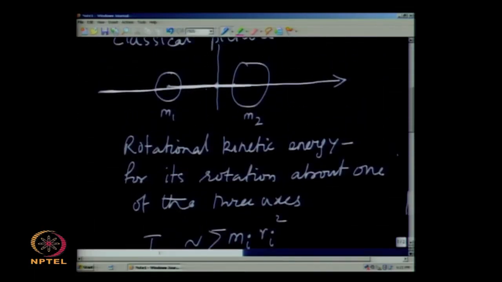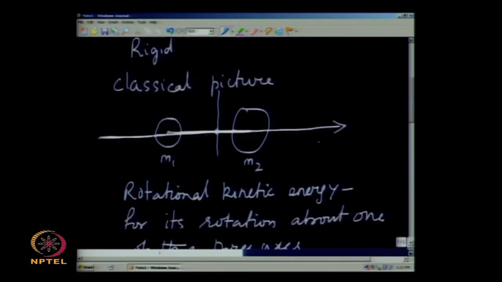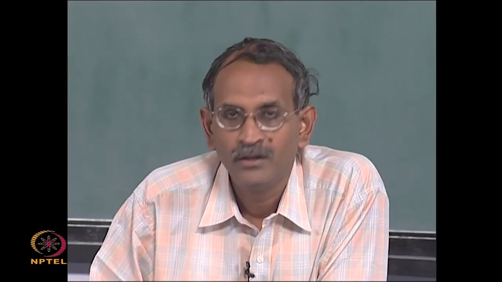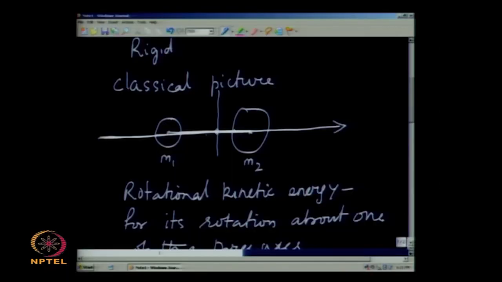I mentioned that there are three axes associated with a simple linear molecule, a diatomic molecule. There are three mutually perpendicular axes, and if we assume the atoms to be point masses, then the perpendicular distance of the atoms m1 and m2 about the bond axis is 0. Therefore, there is no moment of inertia associated with rotation about this axis. There is no rotational kinetic energy associated with that axis.